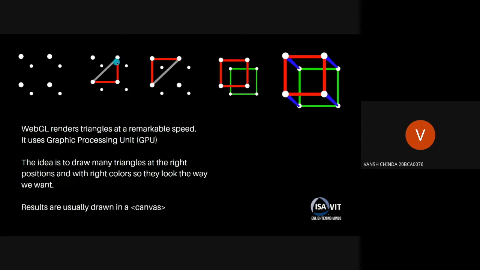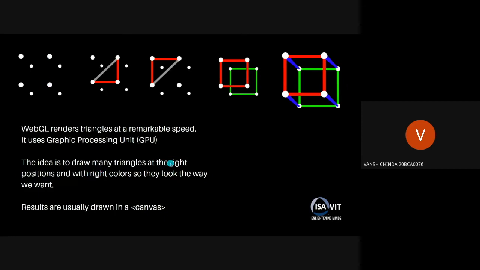So why do we make a triangle? Why not squares? Why not circles? We will understand this later. With the help of the GPU, it will draw thousands of triangles to make a complete 3D object. Again, to understand why we use triangles, we'll go a little further. The idea is to draw many triangles at the right position and with the right colors.